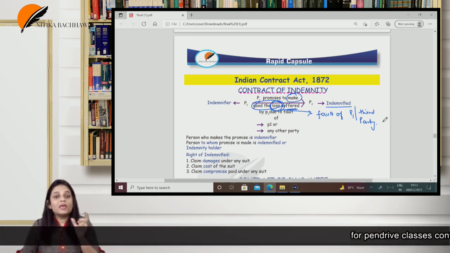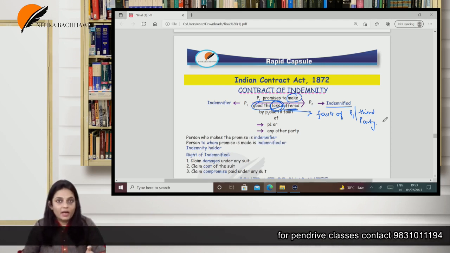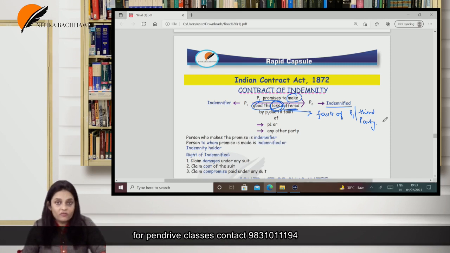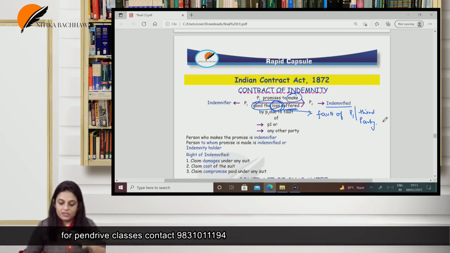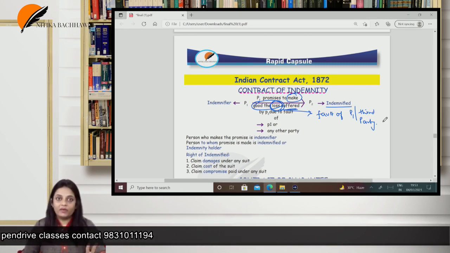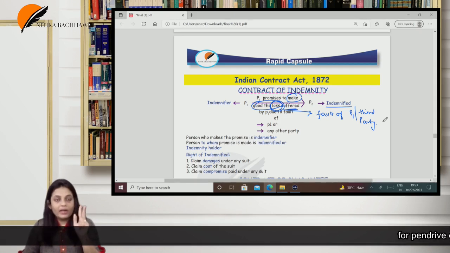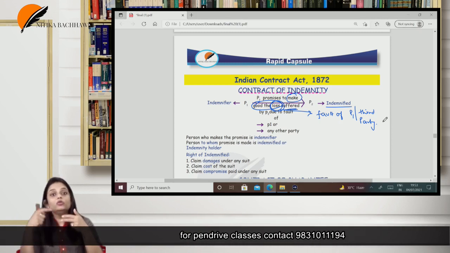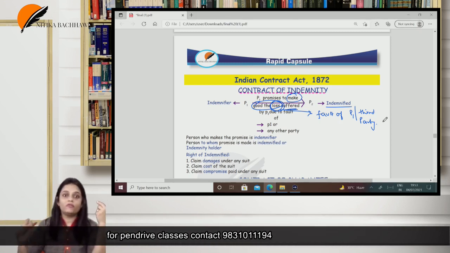The party who is making the promise is known as the indemnifier, and the party to whom the promise is made is known as the indemnified, right? So that means I can say a contract of indemnity has 2 parties. One who makes the promise, that is the indemnifier. The other to whom the promise is made, that is the indemnified.